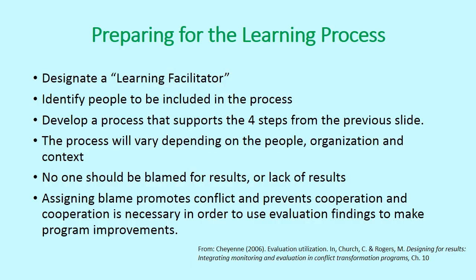There is a need to ensure that the process does not allow for individuals, organizations, or groups to be blamed for results or a lack of results. Assigning blame promotes conflict and prevents cooperation, collaboration, and interactions, all of which are necessary in order for learning to occur and evaluation results to be put into practice.